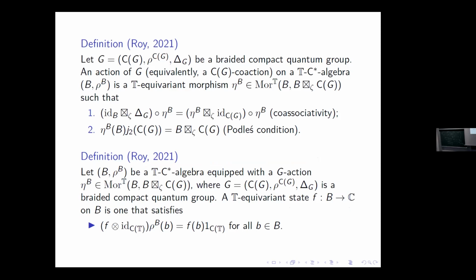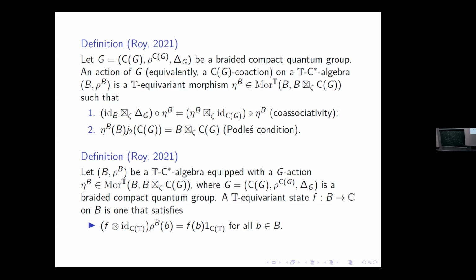Once you have a braided compact quantum group, it is natural to ask how it acts on a T-star algebra. It's similar to the ordinary compact quantum group case. G is a braided compact quantum group. An action of G on a T-star algebra B is a T-equivariant unital star homomorphism eta from B to the braided tensor product of B with C(G), such that it satisfies co-associativity and the Podleś condition.